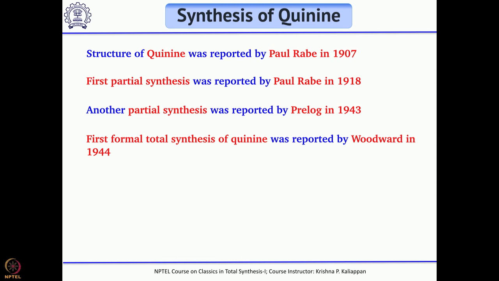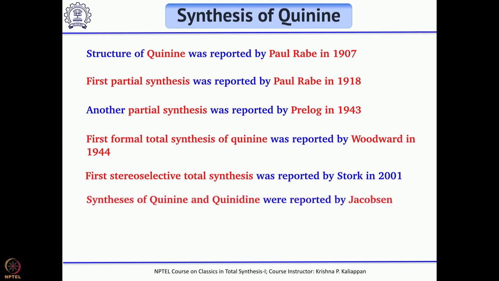This was big news among all synthetic chemists as well as for the world. The synthesis of quinine was considered a major breakthrough in chemical synthesis. And it took almost 70 years for the first enantioselective total synthesis of quinine, which was reported by Gilbert Stork in 2001, and another 10 years for Jacobsen to complete the total synthesis of quinine and quinidine using an asymmetric catalytic reaction.